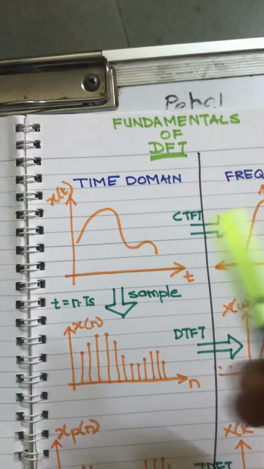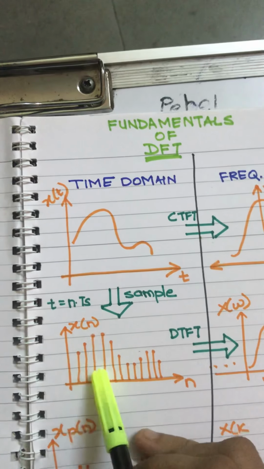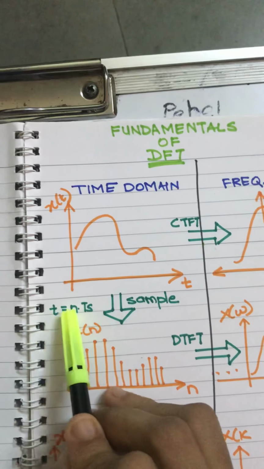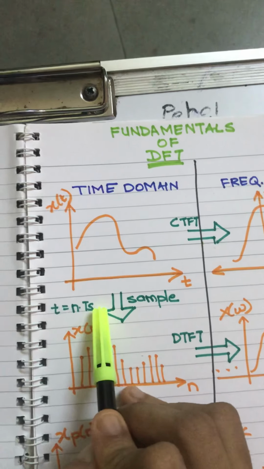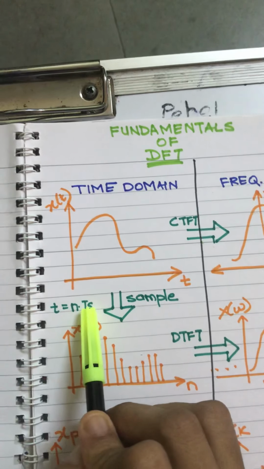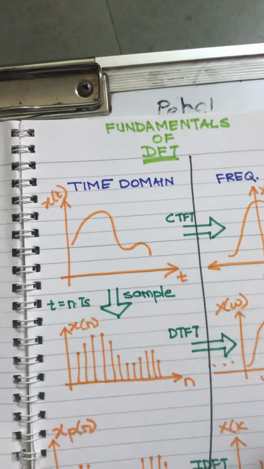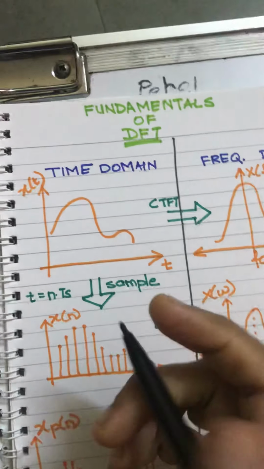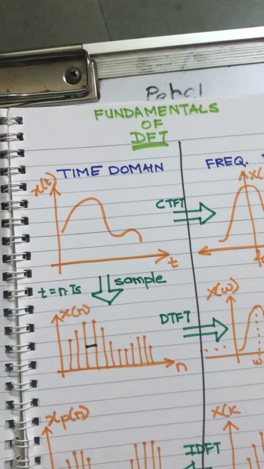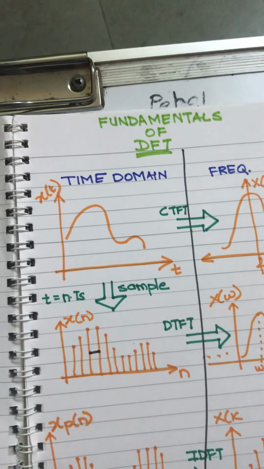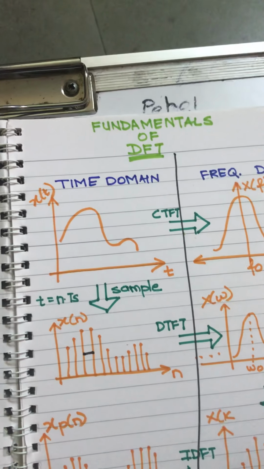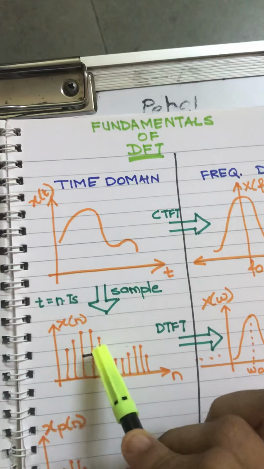What is sampling? We take samples at discrete intervals of time, right? Here t is to be replaced by n into ts. n is the discrete time variable and ts is the sampling period, which is also the gap between two samples. This is ts. So this is how a discrete time signal will look when I sample a continuous time signal.